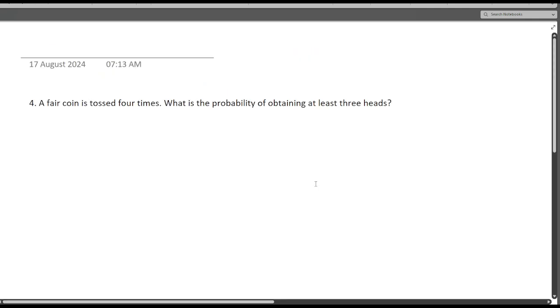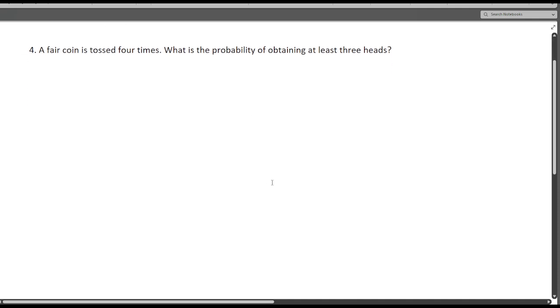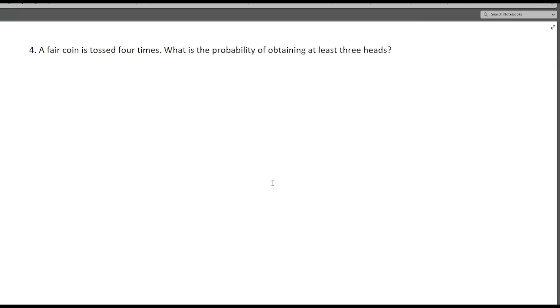Okay, next, fourth question. A fair coin is tossed 4 times. What is the probability of obtaining at least 3 heads?